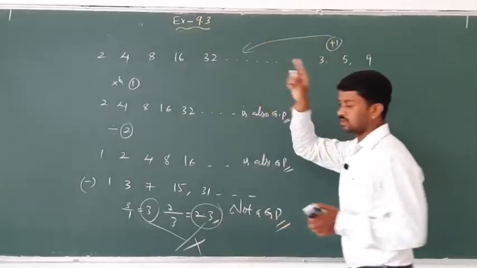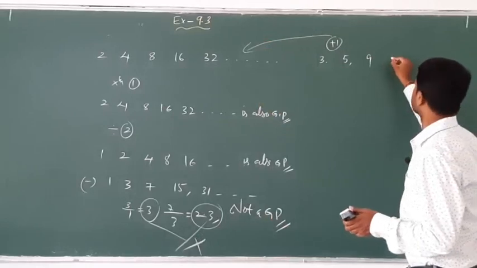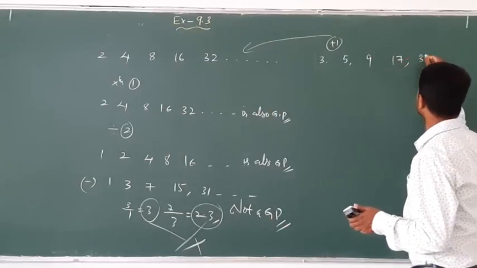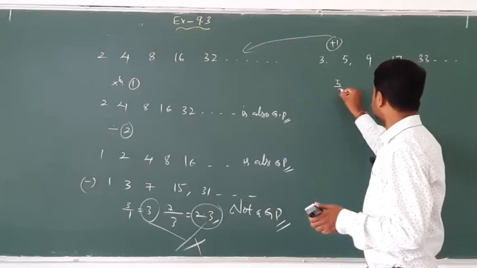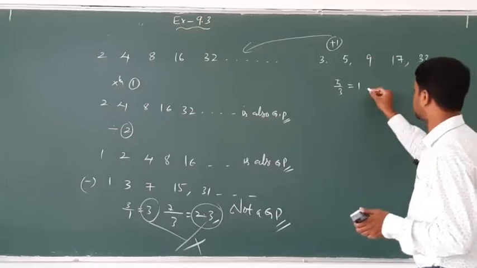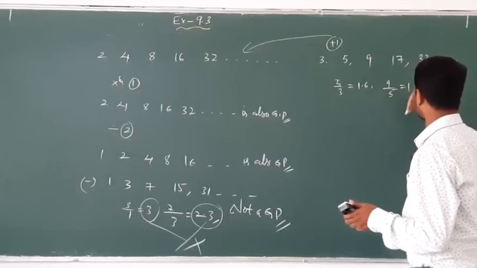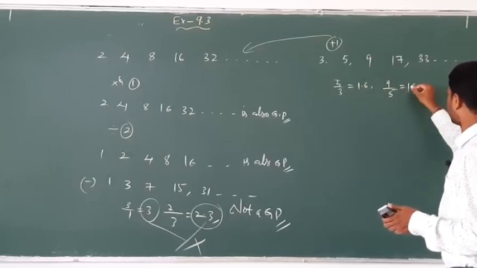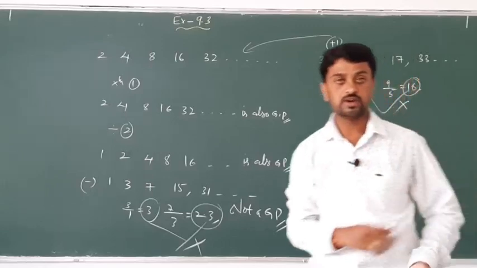Adding 1 to the given geometric progression, we get 3, 5, 9, 17, 33 and so on. 5 divided by 3 is 1.6, and 9 divided by 5 is 1.8. Therefore the ratios are different, therefore this is also not a GP.